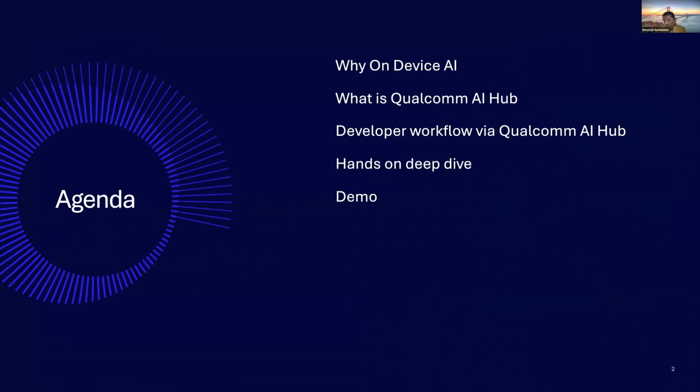So the agenda is understanding why on device, how you can use Qualcomm AI Hub, and what a developer workflow looks like using AI Hub to deploy your models. We'll also do a hands-on deep dive. We have a Colab notebook to share with you that you can just get started with, and we have a really small demo to show you Llama 3.2 running on device on an Android platform.